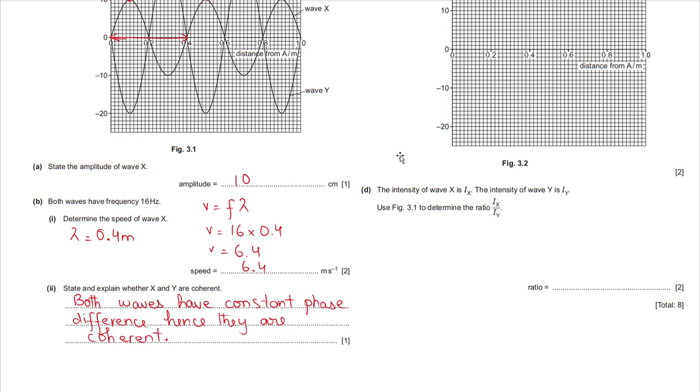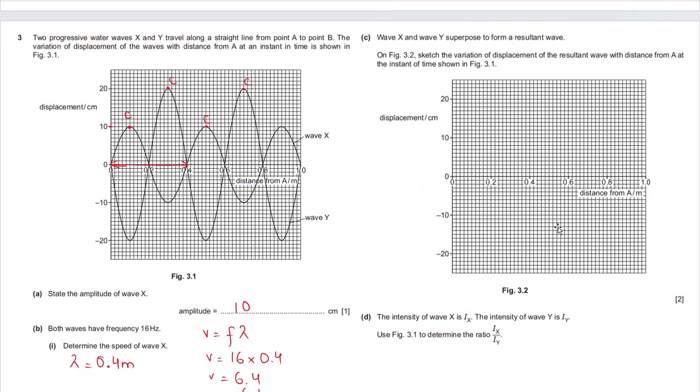Okay? So, अब हम अगला देख लेते हैं. Wave X and Y superposed to form a resultant wave. On figure 3.2, sketch the variation of displacement of the resultant wave with distance from A at the instant of time shown in figure 3.1. So based on this, when these two waves meet, we have to draw the graph of the resultant wave, how the resultant wave is going to look like. ठीक है? So yeah, let's just do that.